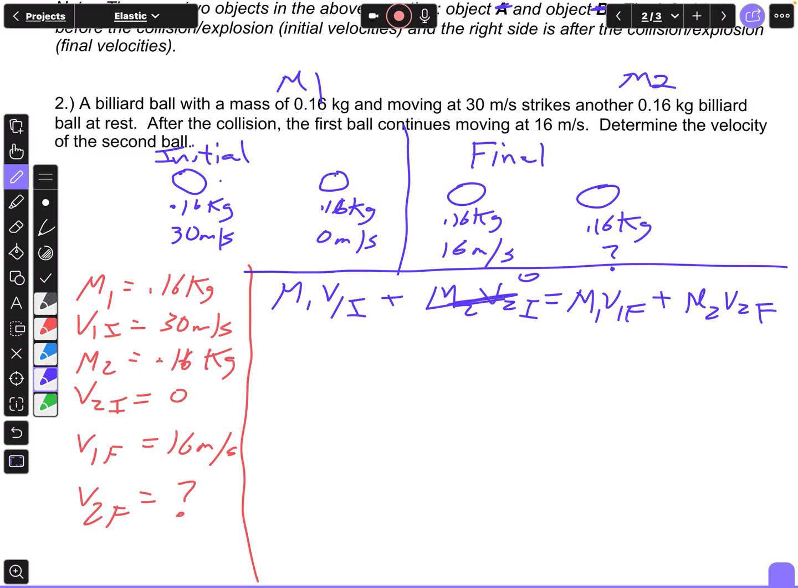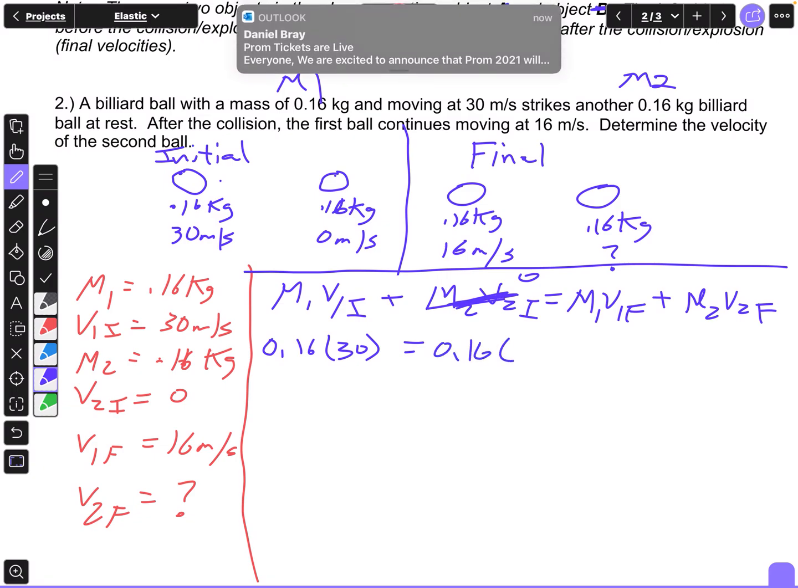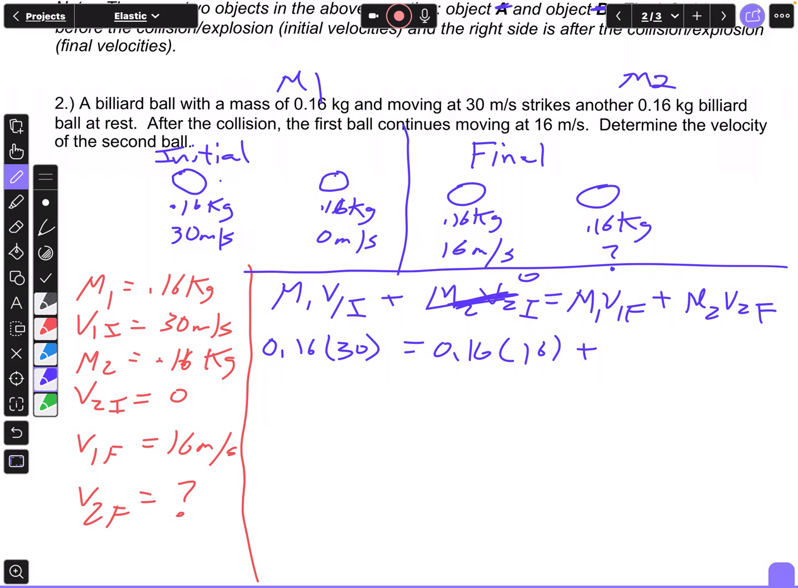We have M1 is 0.16 times V1I, which is 30, equals, since that equals 0, we're going to do that. M1 again is 0.16 times its final velocity, V1F, which is 16, plus M2, its mass was 0.16. And then our unknown here is V2F. That's what we're going to be solving for.